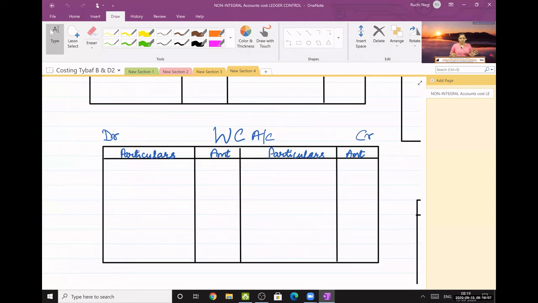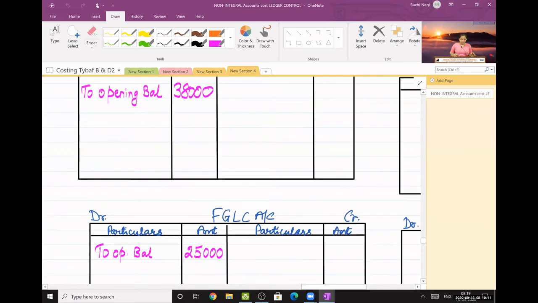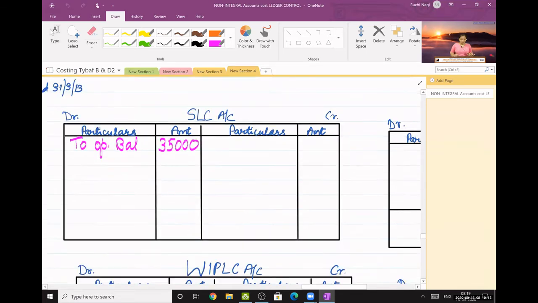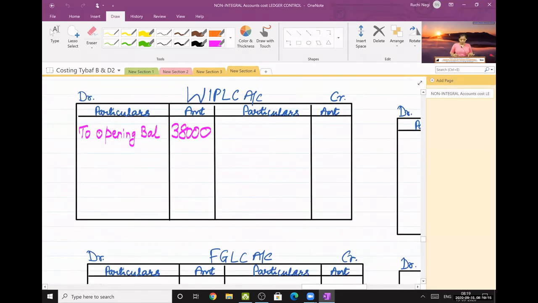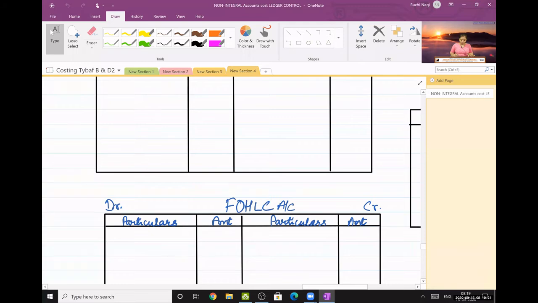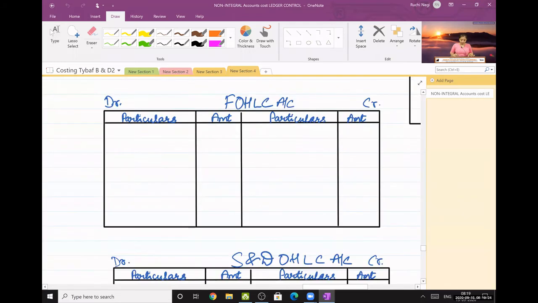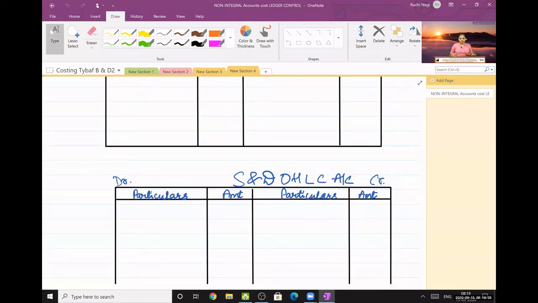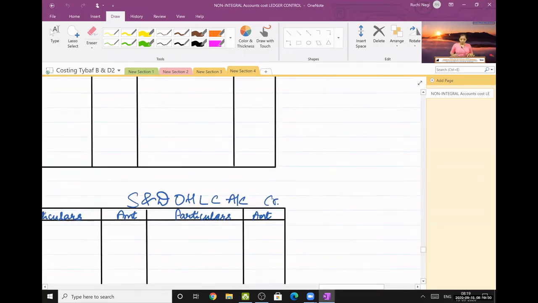5-6 lines is more than enough for these ledgers. I repeat: stores ledger account, WIP ledger, finished goods ledger, and wage control ledger. Make it in one page. Then next page, where you take FOH, factory overheads ledger. Admin overheads is not there in the sum, so you can skip the ledger. Then you take selling and distribution overheads ledger.